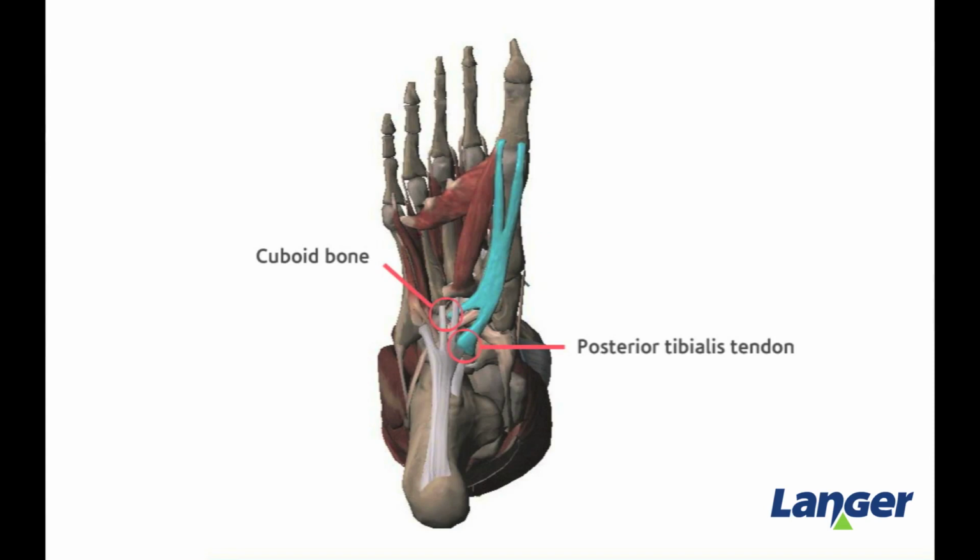One origin is on the cuboid bone and the other origin is on the posterior tibialis tendon. The insertion point for the muscle is the medial and lateral base of the phalanges of the greater toe. The function of the muscle is to flex the big toe at the MTP joints.